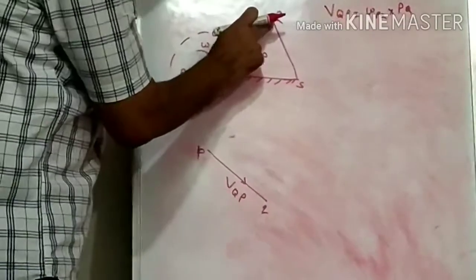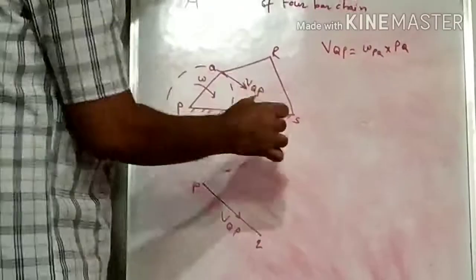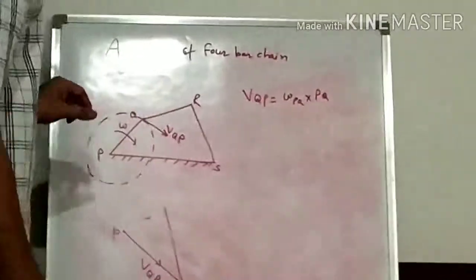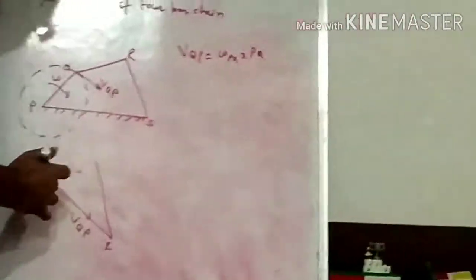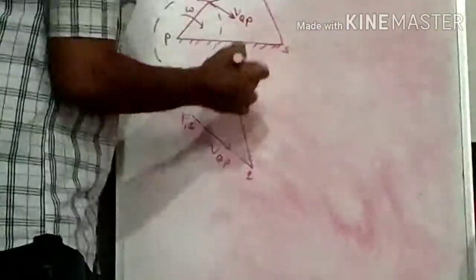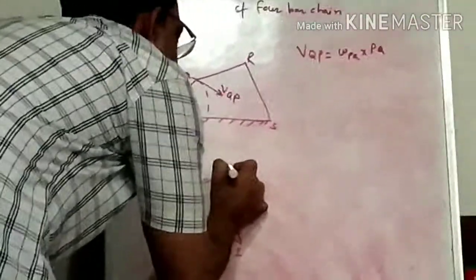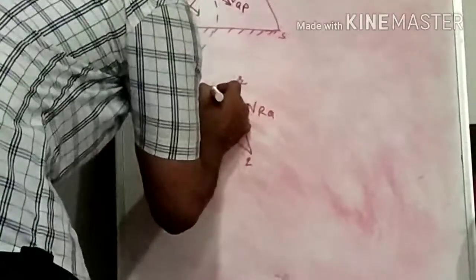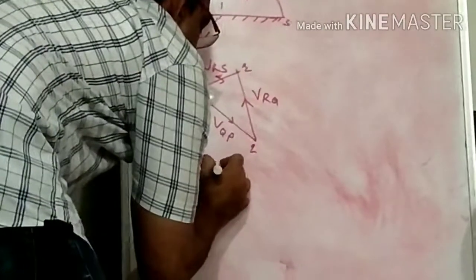Next, the velocity of R with respect to Q. That velocity vector is perpendicular to link QR, so draw the vector from point Q perpendicular to link QR. Then the velocity of point R with respect to S. S is a fixed point, so point S coincides with point P. Then draw the vector perpendicular to link RS from point S. The point of intersection of these two vectors is point R. Here vector QR represents the velocity of R with respect to Q, and this is the velocity of R with respect to S. So this is the velocity polygon for the 4-bar chain.